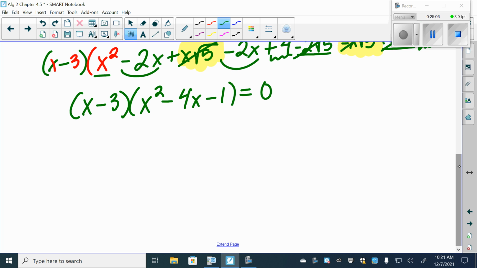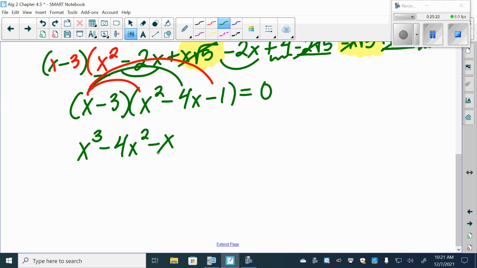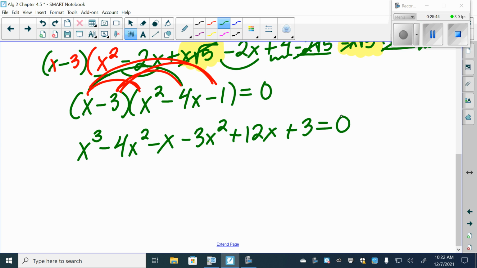Y'all ready for the last step? Distribute one last time. x times x squared is x cubed. x times negative 4x is negative 4x squared. And x times negative 1 is negative x. We'll do the same thing with negative 3. Negative 3 times x squared is negative 3x squared. Negative 3 times negative 4x is going to be plus 12x. And negative 3 times negative 1 is plus 3 equals 0.